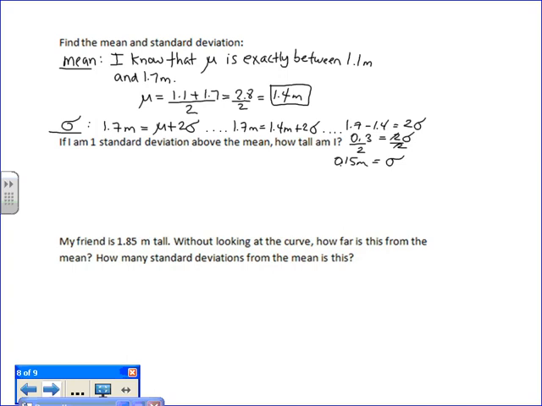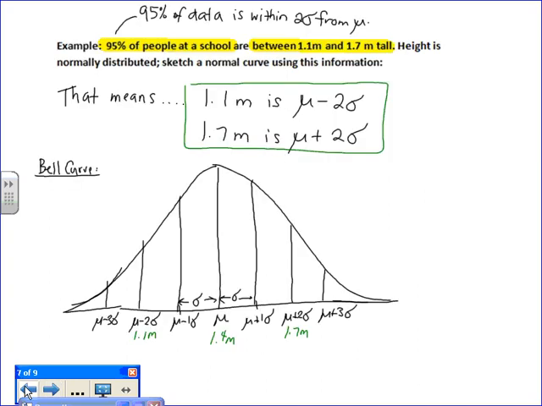0.15 meters. Okay, so there is my standard deviation. It's equal to 0.15 meters. Again, I could go back and put that into my graph. Every single standard deviation away from the mean is equal to 0.15 meters above the mean. So let's go back here for a minute and fill that in. Okay, so sigma, standard deviation, is equal to 0.15 meters.